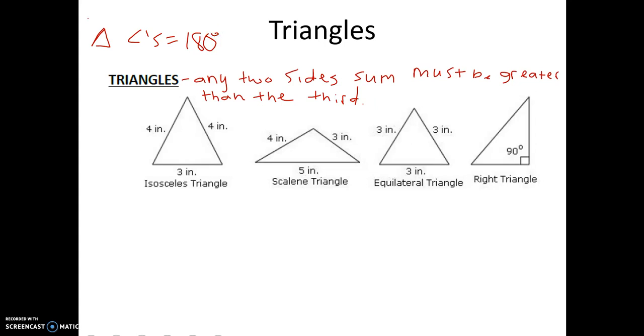Okay, and then we just have our different types of triangles. Isosceles has two length sides that are the same measure. Scalene, none of them are the same. Equilateral, they're all the same. And then a right triangle has a right angle.